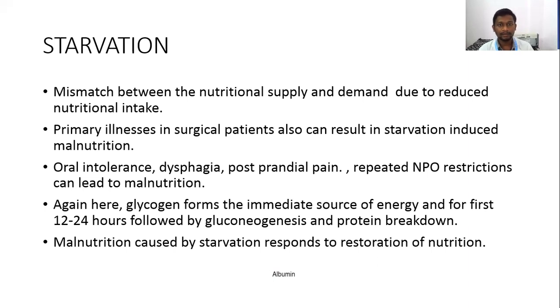So again here, when we link the metabolism and the starvation, the glycogen forms the immediate source of energy. In the first 24 hours, it is used up. By around 20 to 24 hours, it is used up because of chronic starvation. The chronic nutritional intake has been less, so the amount of glycogen for usage would be lesser. So in the first 24 hours, the glycogen source is used, and later chronic breakdown would be there.